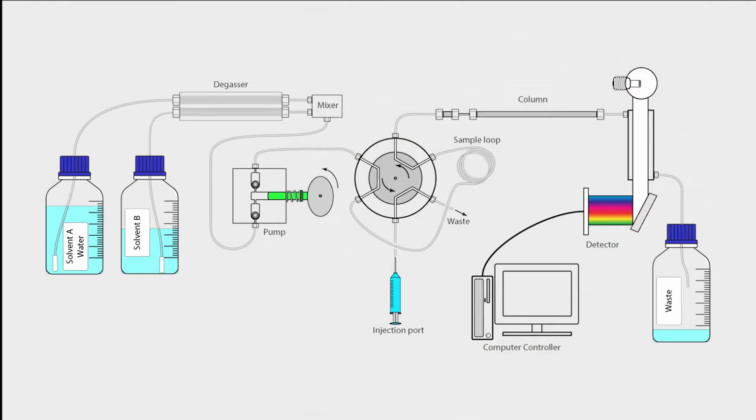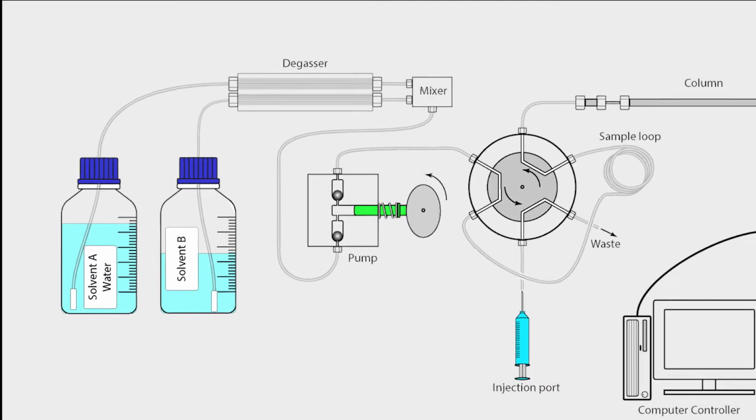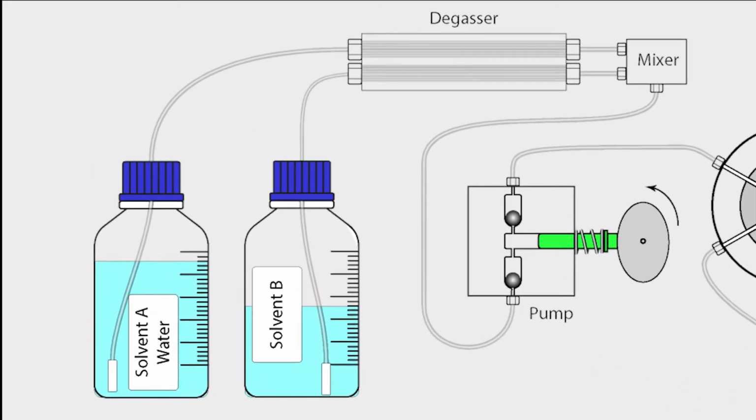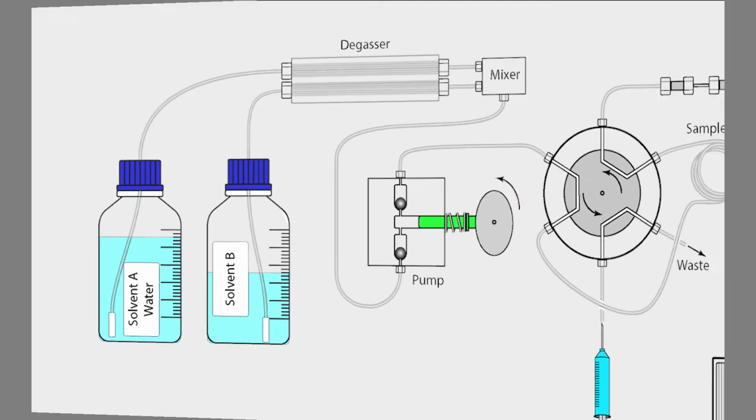Here is the familiar screen from the simulation software. Let's use it to understand the instrumentation. HPLC relies upon solvents which are degassed, mixed and pumped at high pressure through the system. Typically a pressure of 200 bar is used. In some cases this can reach 1200 bar.